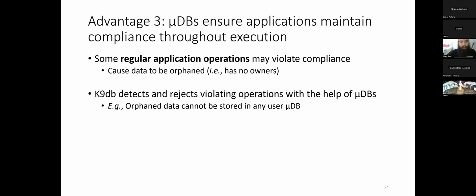And the final advantage is that there is a challenge here, which is that regular application operations may violate compliance. For example, by disassociating data from its owners, making it orphaned. With this microdatabases design, K9db can detect and reject such violating operations so that it ensures that compliance is never violated. For example, any orphaned data cannot be stored in any microdatabases, and so it is easy to detect when it occurs. I'll demonstrate what I mean by this using an example.